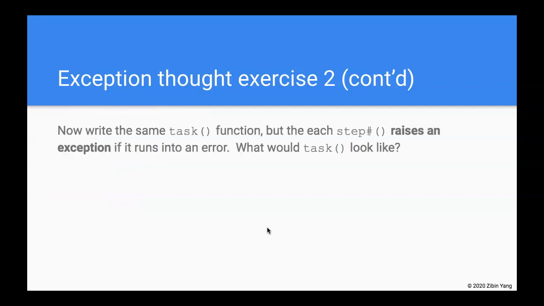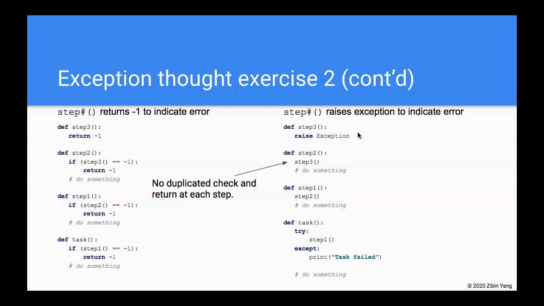Now, what if instead of using return to propagate errors up, we use exceptions? We use the mechanism of raising an exception to report an error when an error occurs. What then would the task and each of its step functions look like? Now, remember, when an exception is raised, it is automatically propagated up the call stack until it is handled.